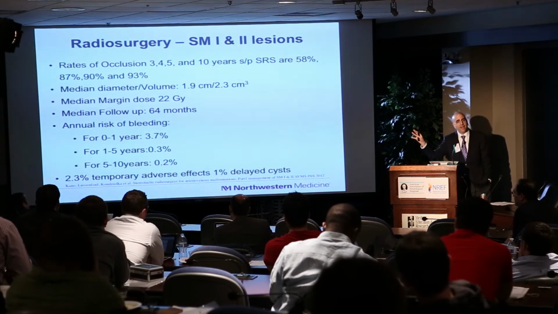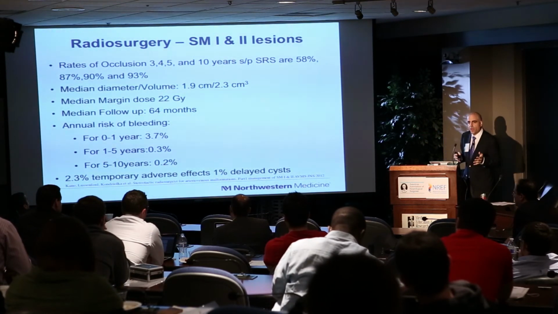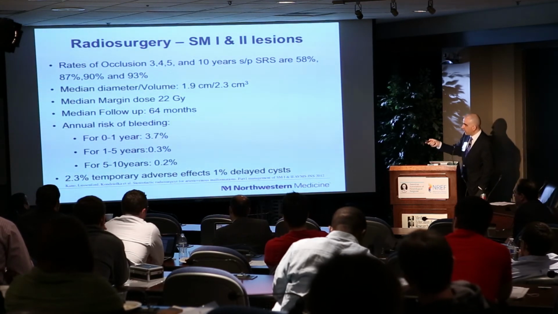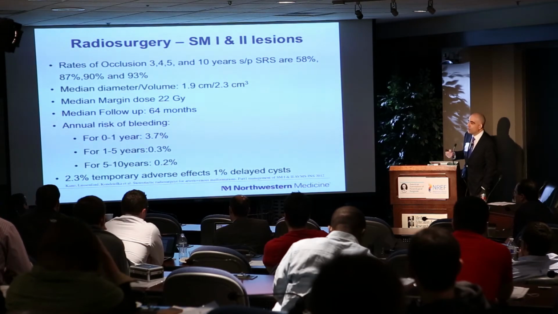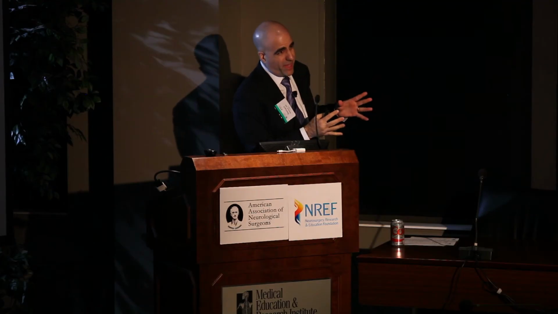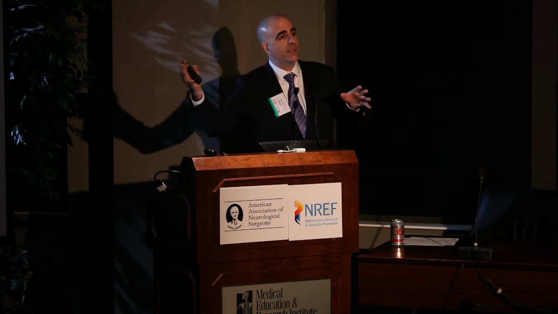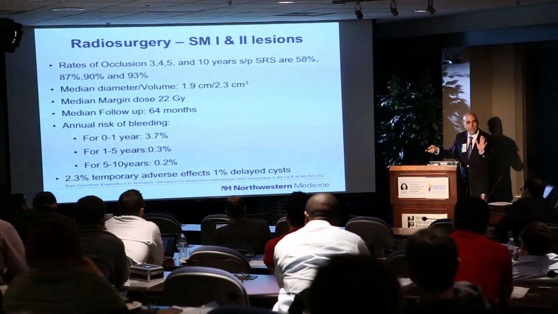I won't belabor the data on this, but make sure you know the data. You look at Greenberg, it says a 3-centimeter AVM is okay to gamma knife. Well, it turns out that when you look at the Pittsburgh data, the 3, 4, 5, and 10-year occlusion rates with SRS are 58, 87, 90, 93%, but that's for AVMs that have a median volume of 1.9 centimeter. These are relatively small AVMs. So when you look in Greenberg, it says 3 centimeter. That's the upper limit of what you have. That doesn't mean for a 3-centimeter AVM you're going to get this kind of result. Just keep that in mind.